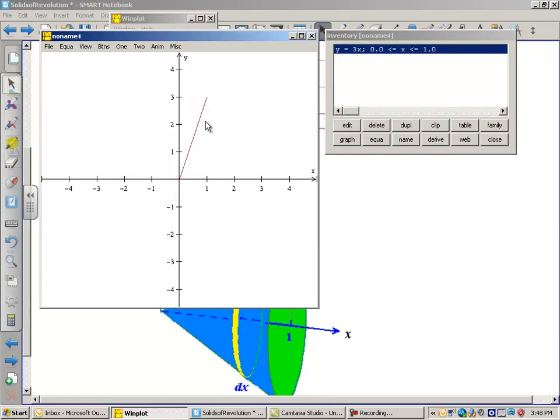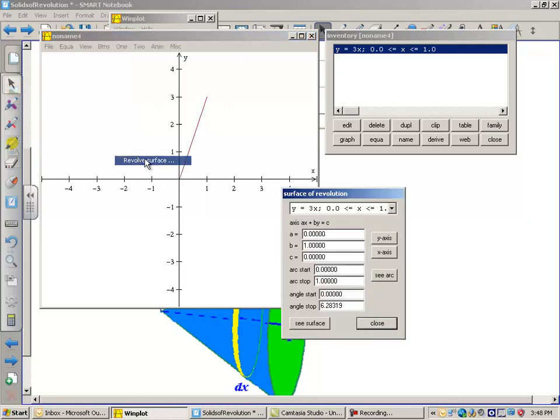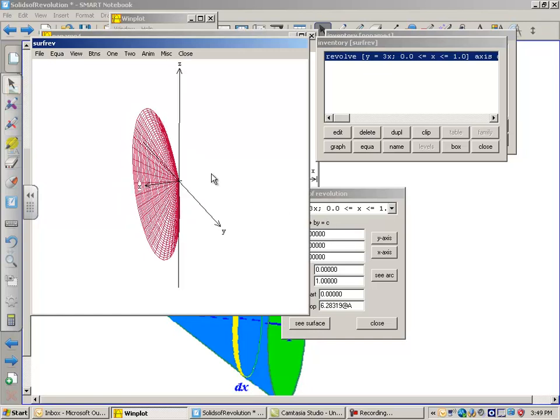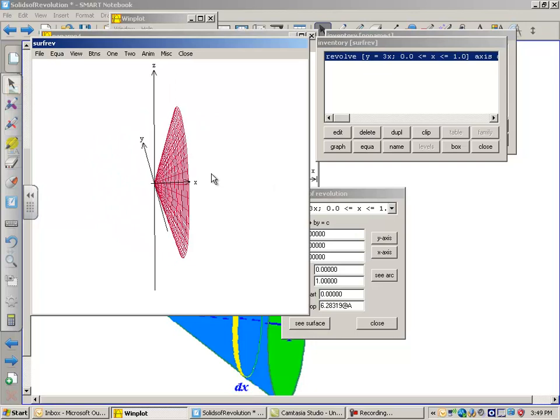Here is y equals 3x drawn between 0 and 1. And what I want to do is revolve that surface between 0 and 1 around the x-axis here. And I'm going to do something here on my WinPlot program so I'll be able to show you something. I'm going to do a surface here, and I want to see my x, y, and z axis. So here is what that graph would look like if you were to rotate it around the x-axis. And what I want to do is find the volume of this cone.